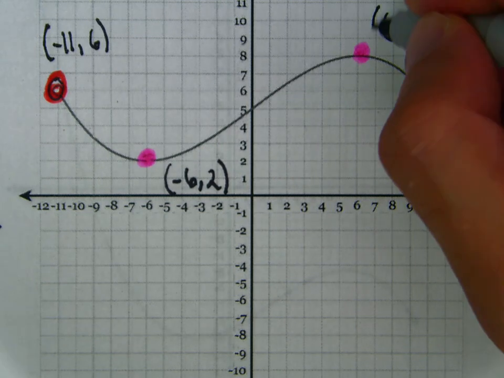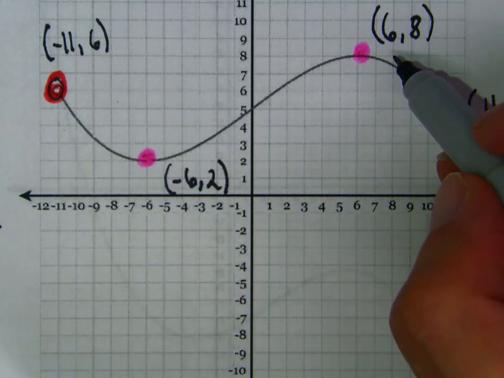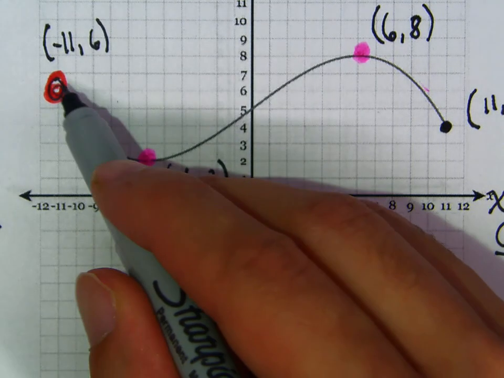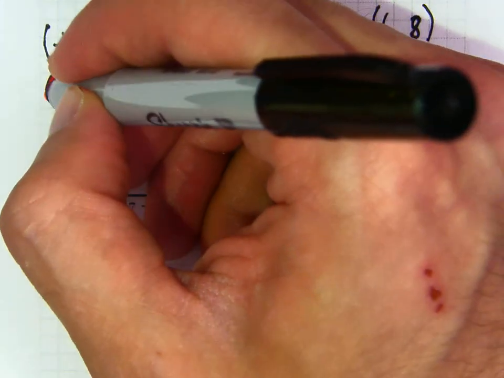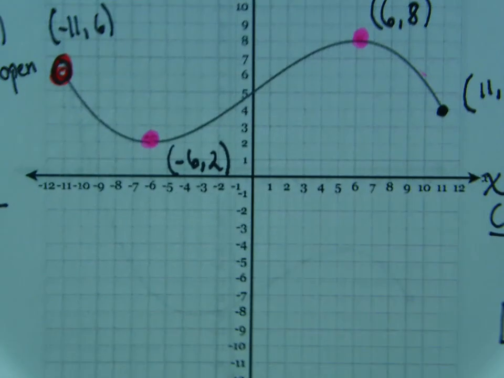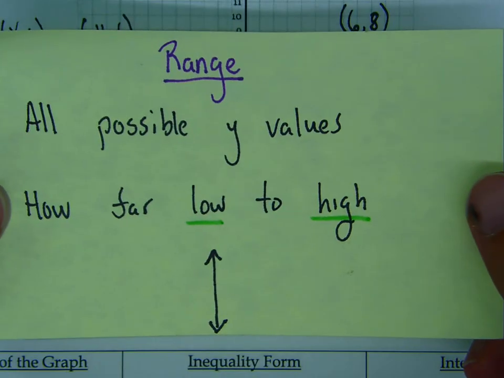And notice that both of these circles are closed, right? They are closed circles. Every point on this graph is closed except for this part over here. This is an open circle, right? This is open. Okay, so now when we talk about the range, we're talking about all my possible y values.